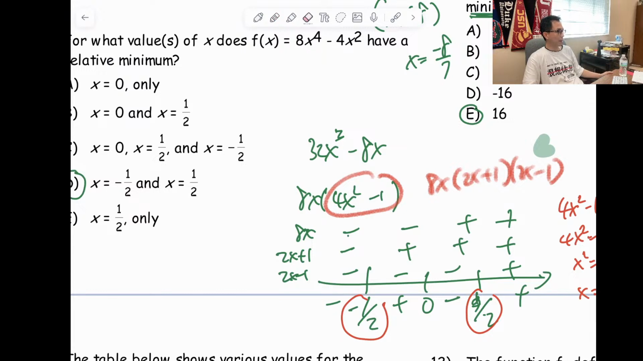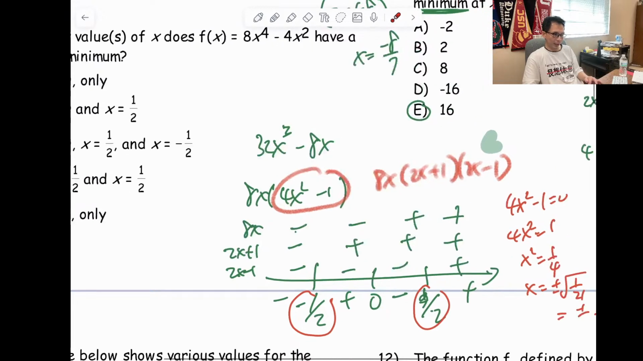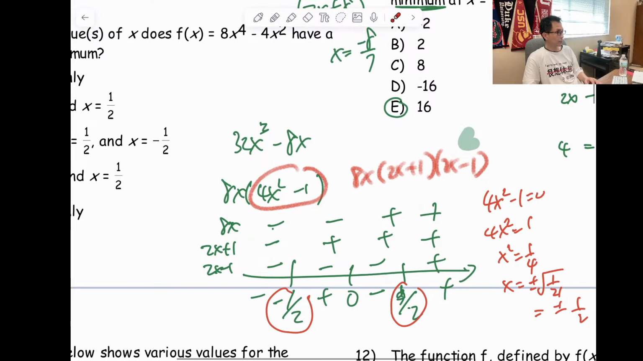So if you really have a problem, you should recognize this is the difference of squares, and this is the difference of squares. So you can change that to 2x plus 1, 2x minus 1. And that's why I did it, and that's what has reduced the problems. Does that make sense? Yeah. Okay.